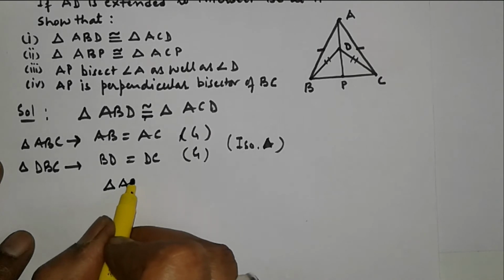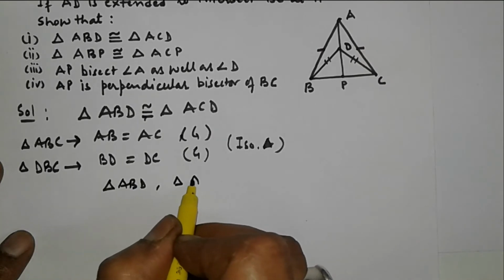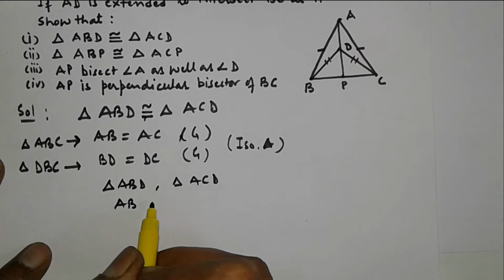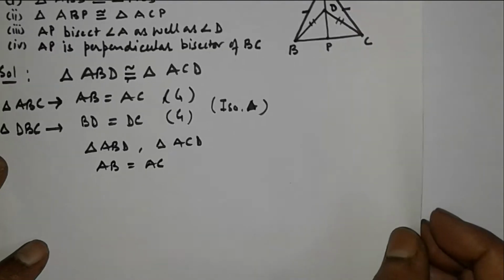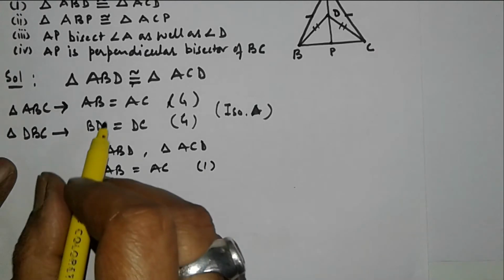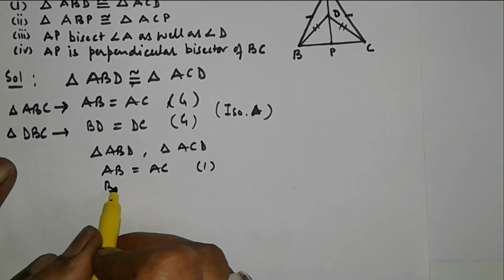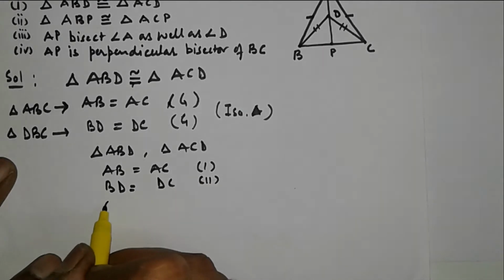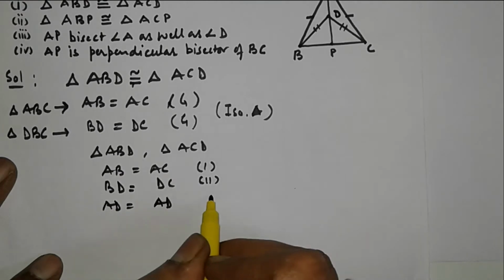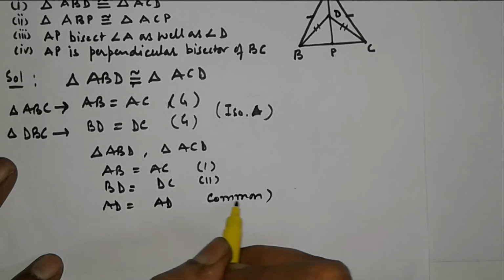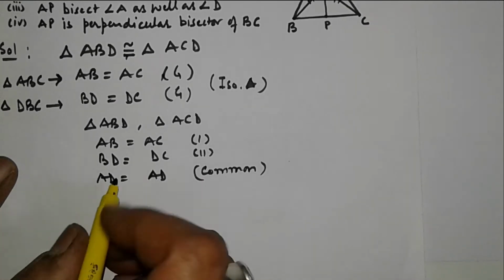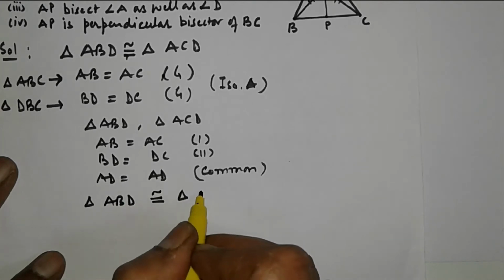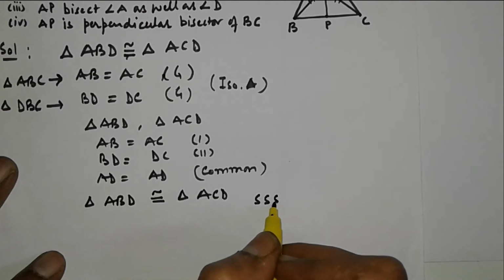Take triangle ABD and triangle ACD. We can write AB is equal to AC, first part. Then BD is equal to DC, second part. And AD is equal to AD, it is the common side. So we can say triangle ABD is congruent to triangle ACD by the SSS congruence rule.